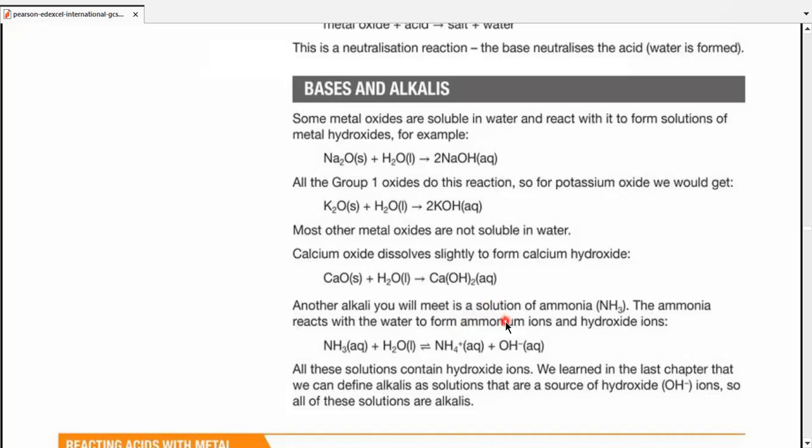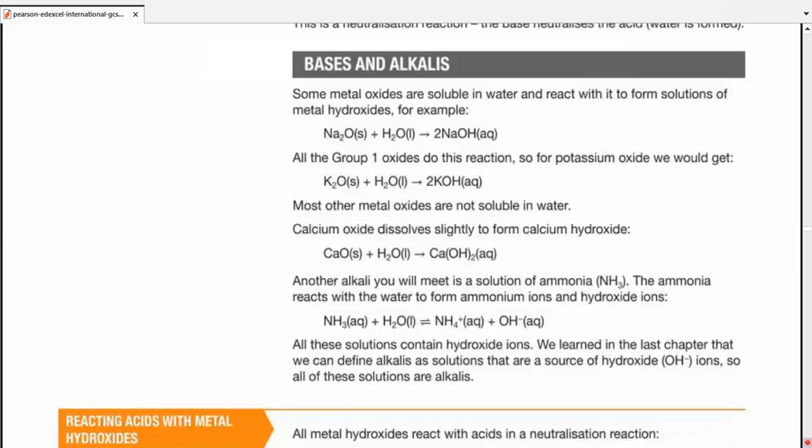Another alkali we will see is the ammonia solution. Ammonia also reacts with water, forming ammonium ions and hydroxide ions. All these solutions, sodium hydroxide, potassium hydroxide, calcium hydroxide, ammonium hydroxide, contain hydroxide ions. We call them alkalis as they are a source of hydroxide ions.